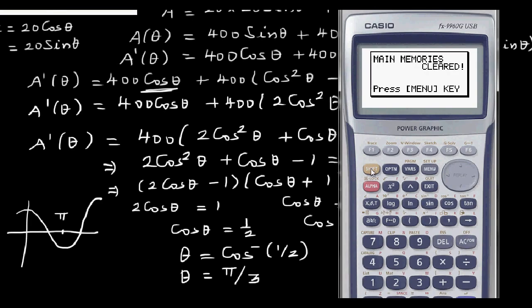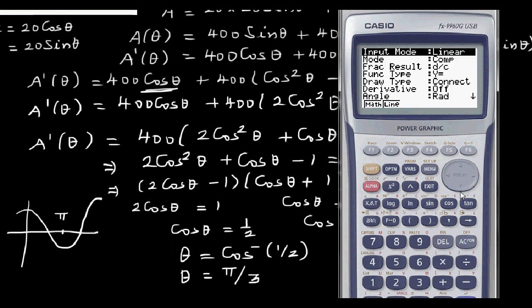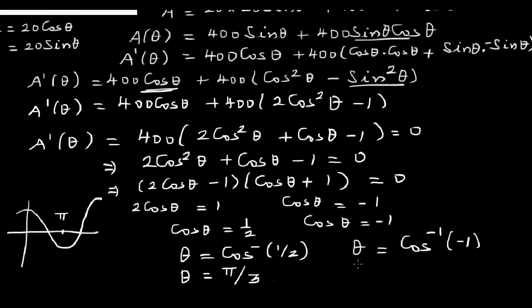So let's use the calculator just to confirm. I'm a bit rusty. Let's set this in degrees so that you can see the angle. Shift cos of 0.5, or half, close the bracket, equal: 60. So 60 is pi by 3. And shift cos of negative 1 is 180. So theta is pi. Or you can say this is 60 degrees, and this is 180 degrees.